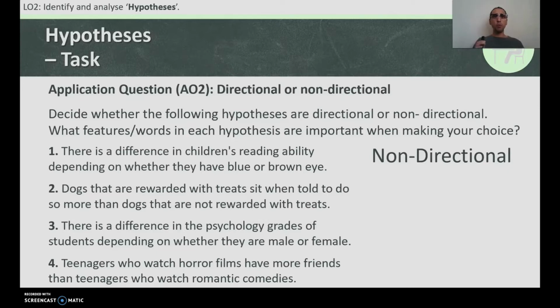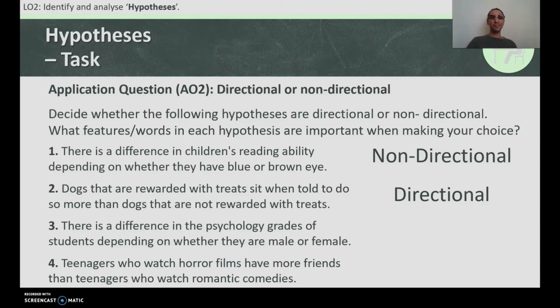Dogs that are rewarded with treats sit when told to do more than dogs that are not rewarded with treats. Okay. Is that directional or non-directional? What do you reckon? Say it out loud. I can't hear you. Directional. You sure? Yes, it's directional. Well done. Good. Did you say it out loud? You didn't. Come on, play along.